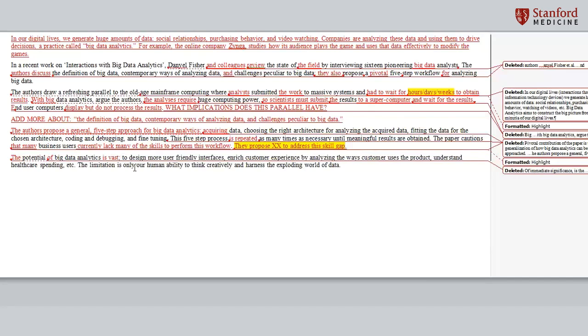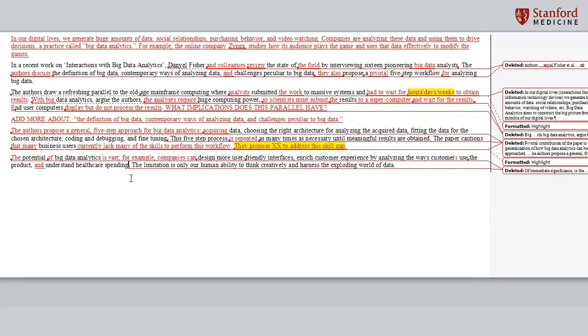And then a semicolon, for example. Companies can, this is companies mostly, companies can design more user-friendly interfaces, we need a hyphen there, enrich customer experience by analyzing the ways customers use the product, and understand healthcare spending. And again, these are all examples, so we don't really need the etc. there. That's a little bit too informal. So the potential of big data analytics is vast. For example, here's all the things companies can do with these data. And then we get this nice thought at the end.